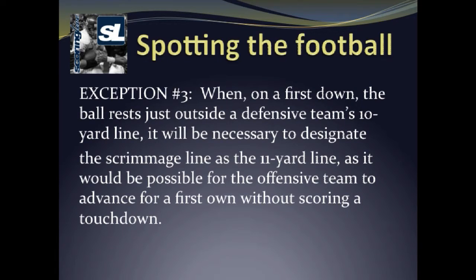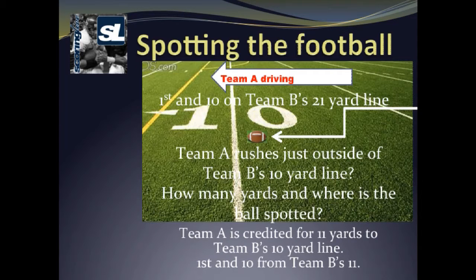Exception number 3. When on a first down the ball rests just outside the defensive team's 10-yard line, it will be necessary to designate the line of scrimmage as the 11-yard line, as it would otherwise be possible for the offensive team to advance for a first down without scoring a touchdown. That's kind of misworded. But let me illustrate that to you one more time.